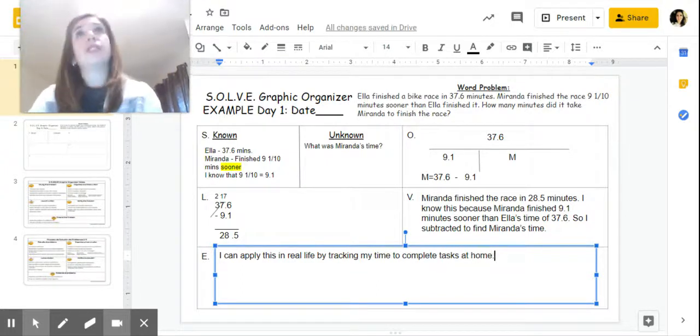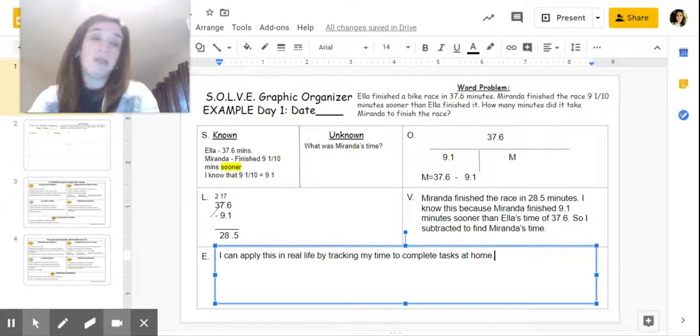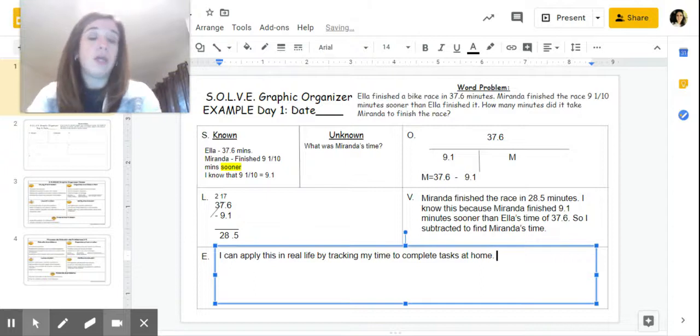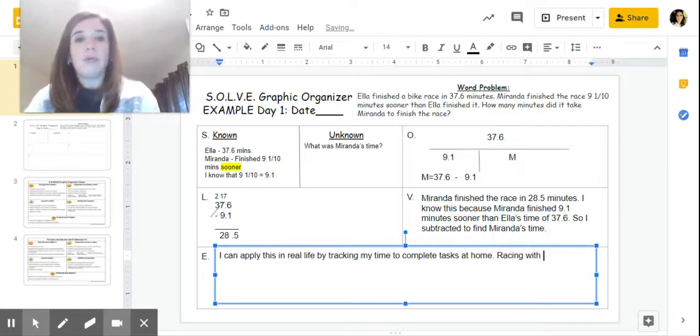Maybe you can time yourself. See, Coach is going to be putting stuff up for PE, right? Maybe some of it is like running, jogging. I have no idea. Push-ups, right? How many can you get now versus, I don't know, next week, right? You can time yourself like that. So I can apply this in my life by tracking my time to complete tasks at home, racing with a sibling.